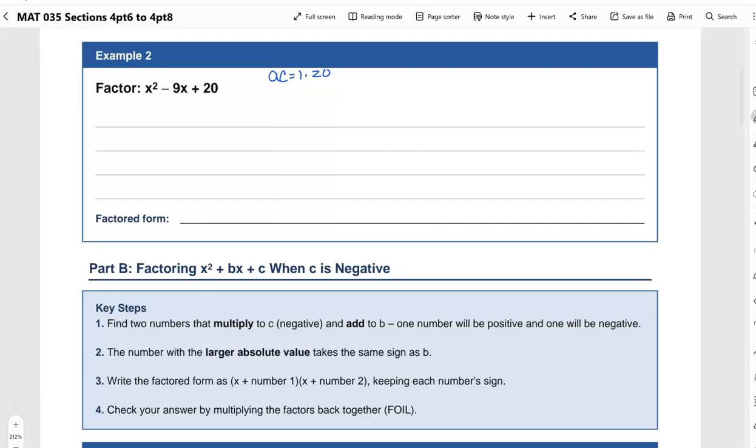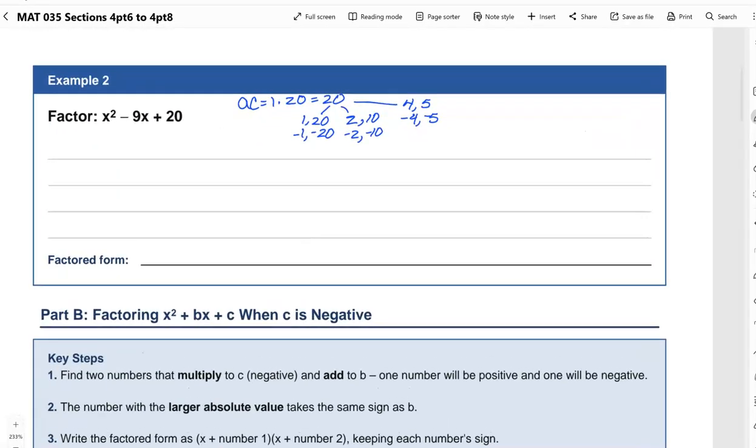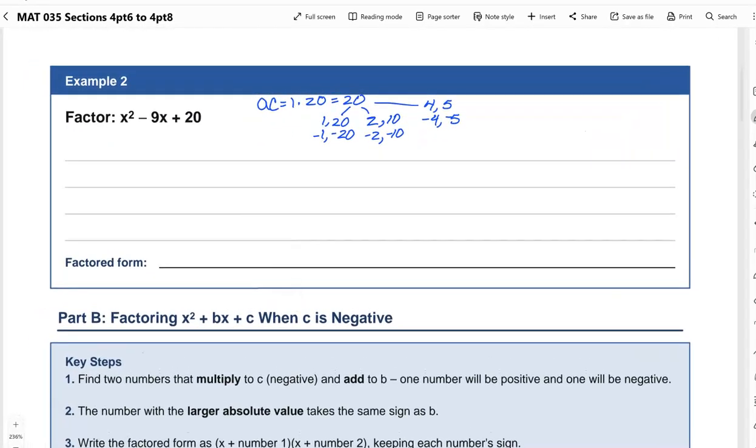20 is our c, and that's going to give us 20. We're going to think about what can I multiply together to get a positive 20. Well, I could use 1 and 20, or negative 1 and negative 20. I could use 2 and 10, or negative 2 and negative 10. And then we have 4 times 5, and negative 4 times negative 5. So if you add these combinations together, which one will add to give me that negative 9? It's going to be this guy, the negative 4 and negative 5.